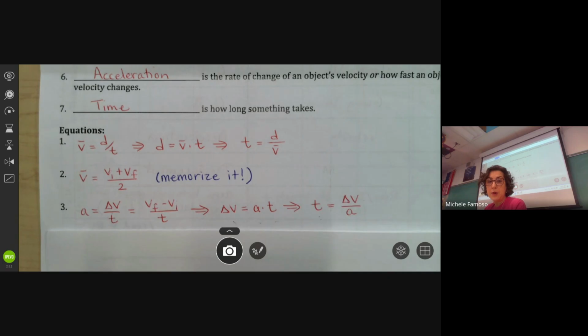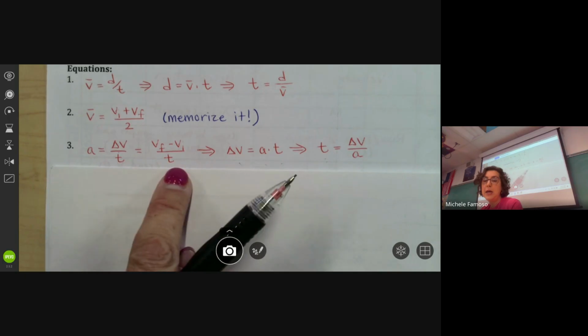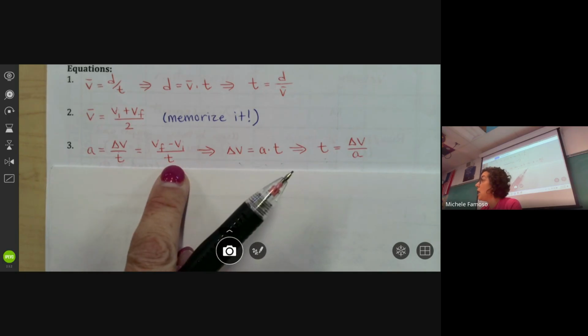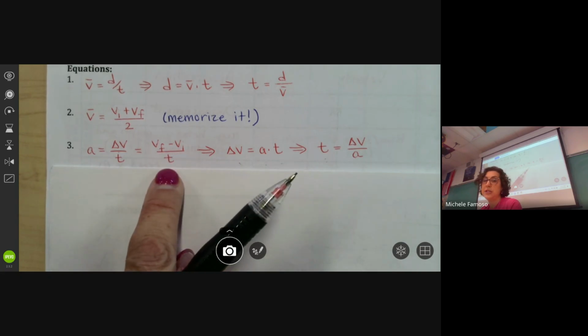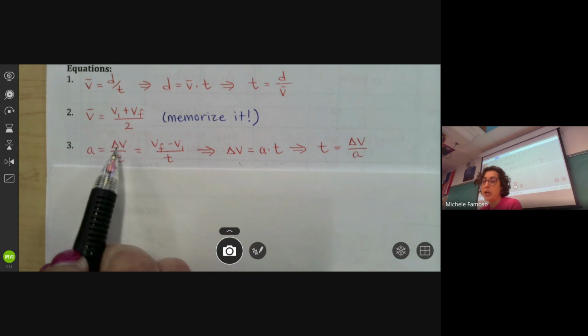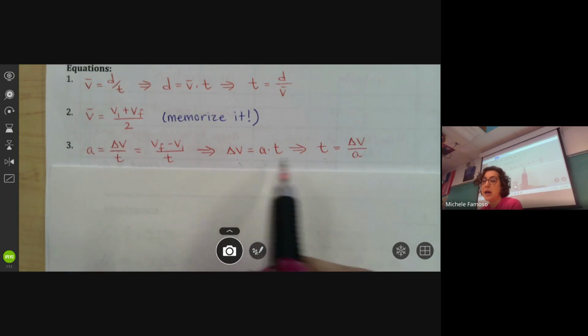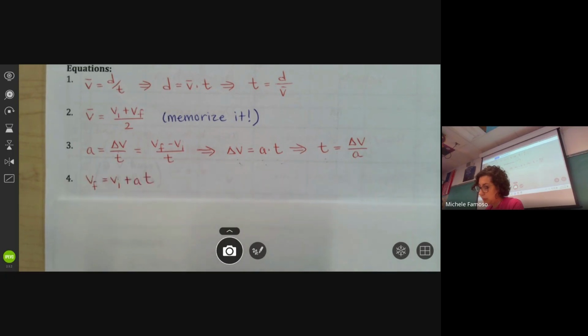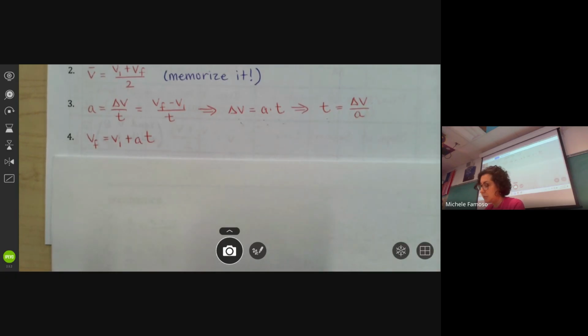The third one from your reference table, acceleration is a change in velocity over time. I asked you to expand that on your reference table to show it as vf minus vi over t. That is how you get the velocity change. So the velocity change could be the acceleration times the time, or the time is the velocity change over the acceleration. The fourth one, directly from your reference tables, vf is vi plus at. You should be able to move this around for any of those variables in that equation.